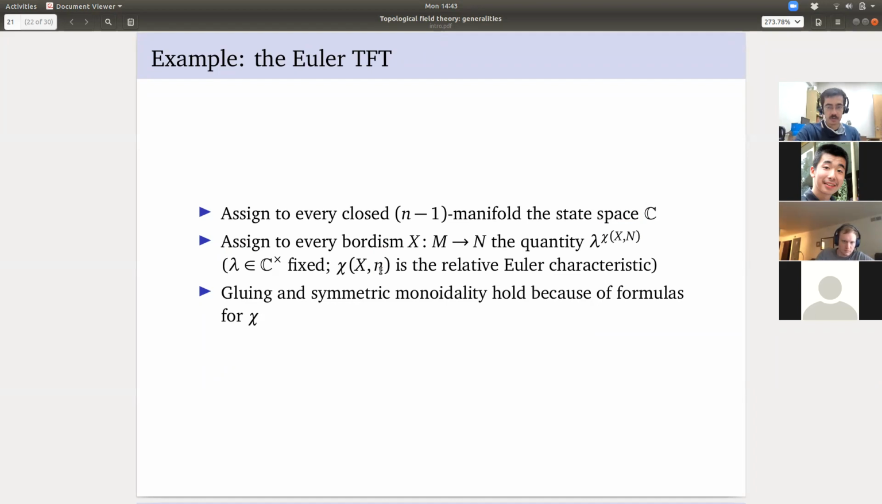And you define the relative Euler characteristic as the Euler characteristic, an alternating sum of ranks of homology groups, and what we're going to do is use relative homology groups. So this has a nice gluing formula because it's just counting with a sign, counting cells of your CW structure. And so formulas for the Euler characteristic of a disjoint union or a gluing tell you that this is in fact a symmetric monoidal functor, this assignment. So this is the first example of a TFT. It is one of these things which for lambda not equal to 1 is not trivial, but it's almost trivial.